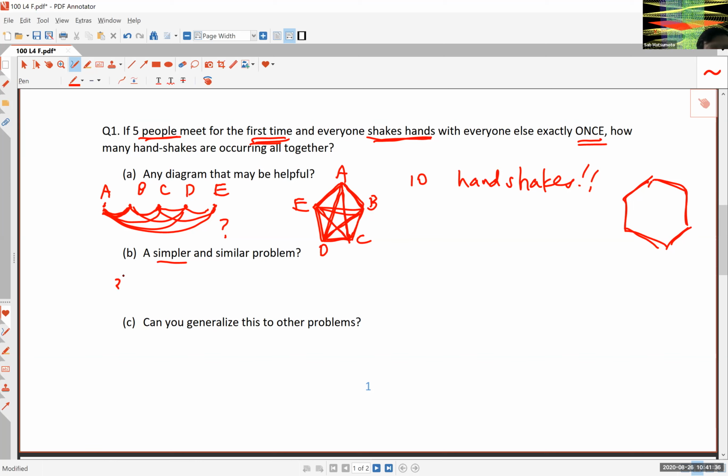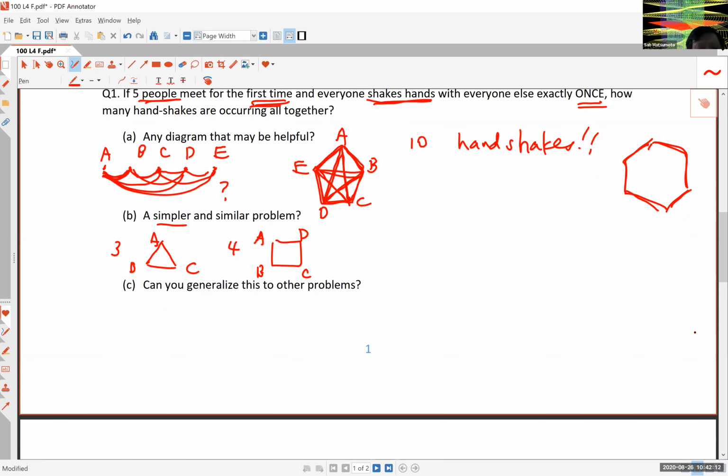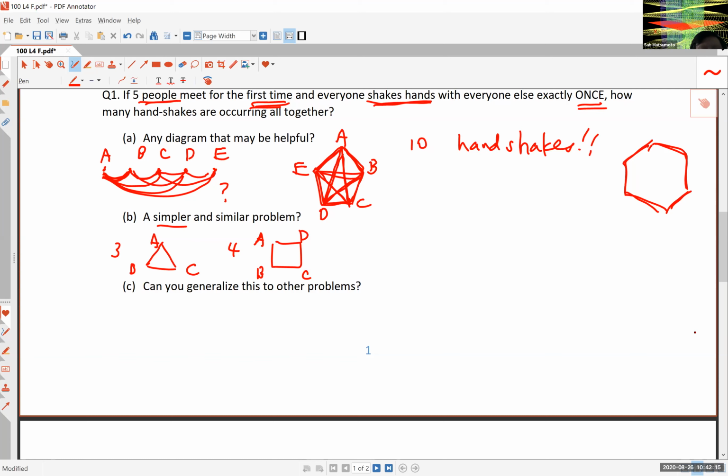Yeah, how about with 3 people? With 3, A, B, C, how does it work? A has to shake hands with B and C, and B has to shake hands with A and C, and so on. How about with 4? You have A, B, C, D. You have a square. Now, again, you may be able to figure out some other clever way of thinking about this. Some of you may already know the answer on how to do this for the number n of people shaking hands, or what happens if the number is 10.